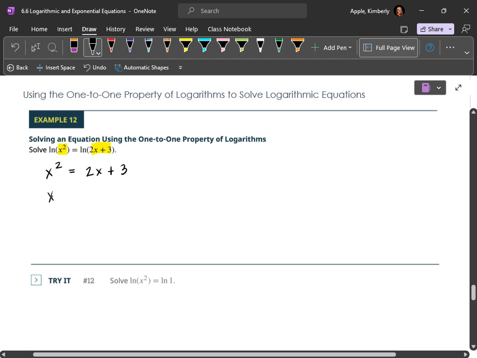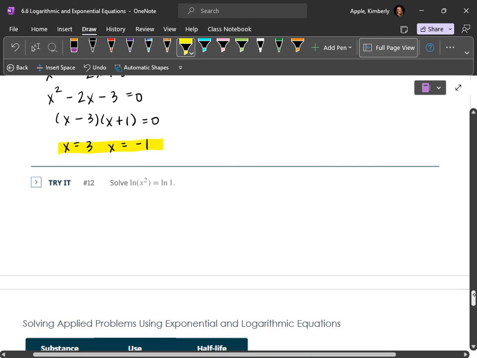This is quadratic, so I will have to solve this by factoring and moving everything to one side. And from there, I should obtain the factorization x minus 3, x plus 1 equals 0. Setting each factor equal to 0, I have x equals 3 and x equals negative 1. And so each of these are part of the solution set. So if you want to try the sample problem number 12, you should obtain x equals 1 or x equals negative 1. So both of those solutions are valid.